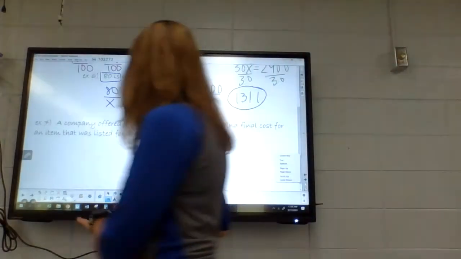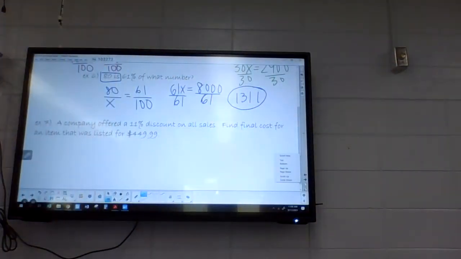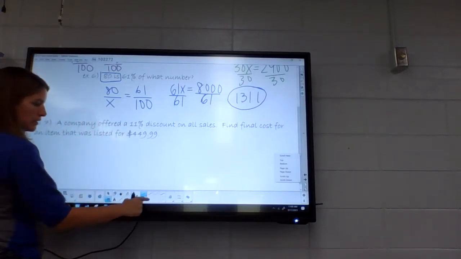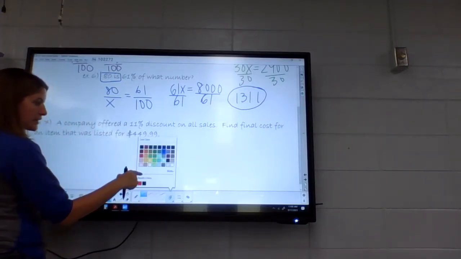A company offered an 11% discount on all sales. Find the final cost for an item that was listed for $449.99. Menards has this where you put stuff in, and if it fits in the bag, you get 11% off. I don't know why they do that, but it's a paper bag that they use. So we're taking an 11% discount on this item.